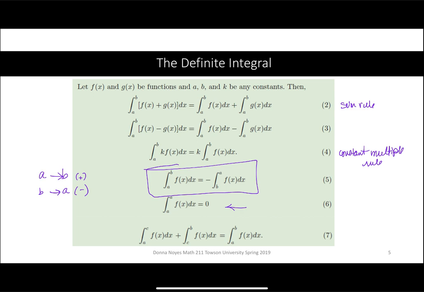And this last one is kind of cool. It says if you want to take the integral from a to c and add to it c to b, it gives you a to b. The other way to think of that one is the integral from a to b of f of x dx plus the integral from b to c of f of x dx is equal to the integral from a to c of f of x dx. That's the more common application of this last rule. And we're going to be using some of these in our following examples.